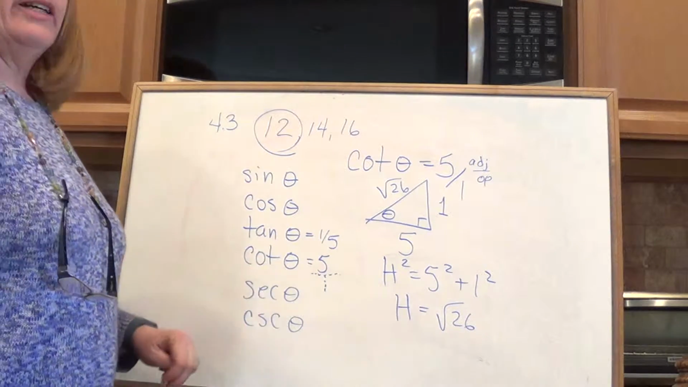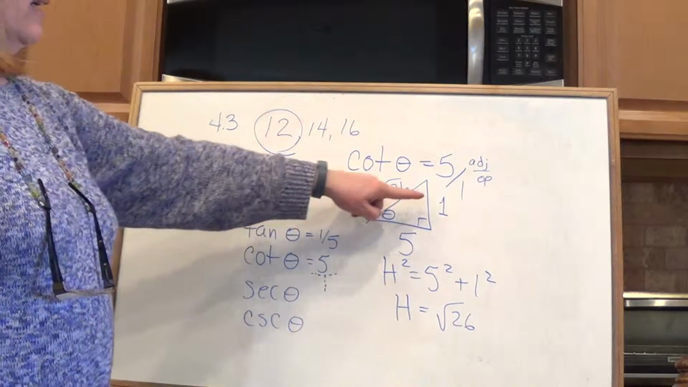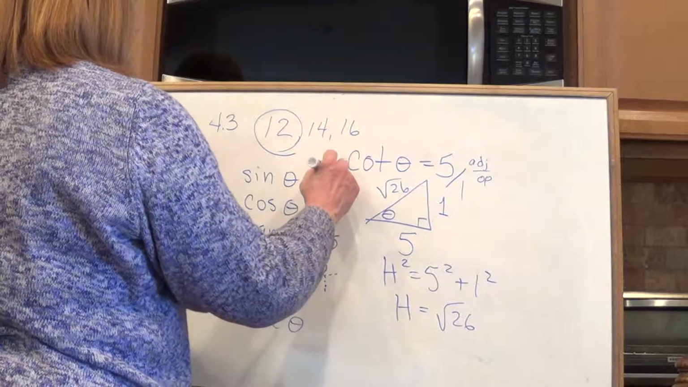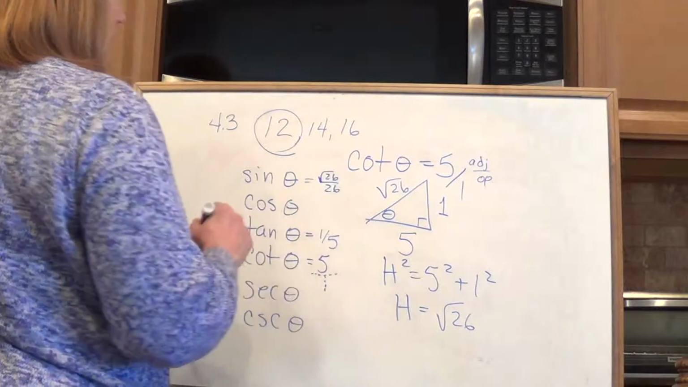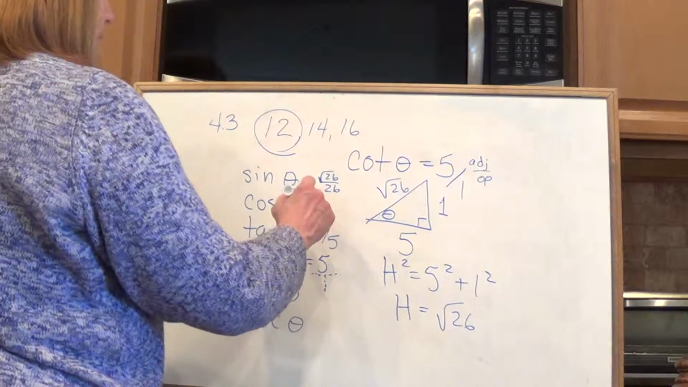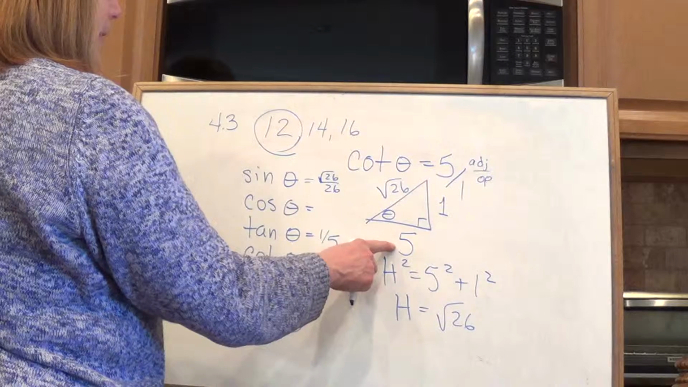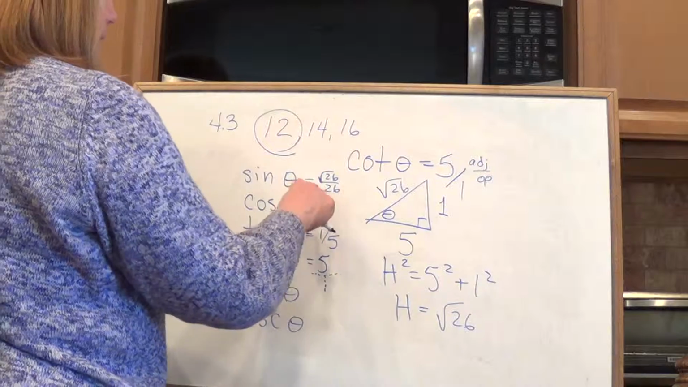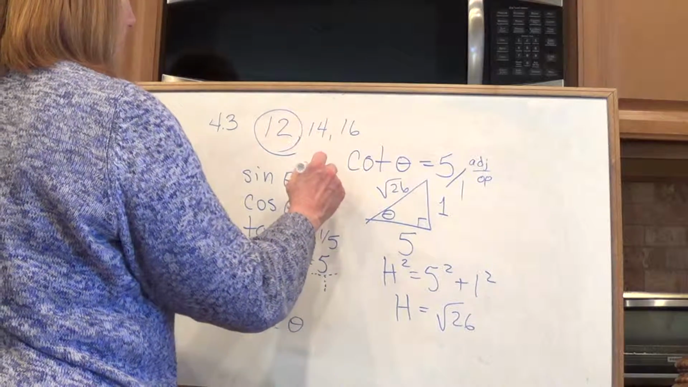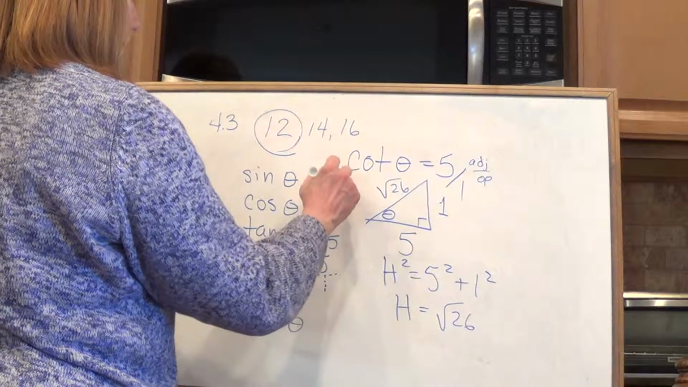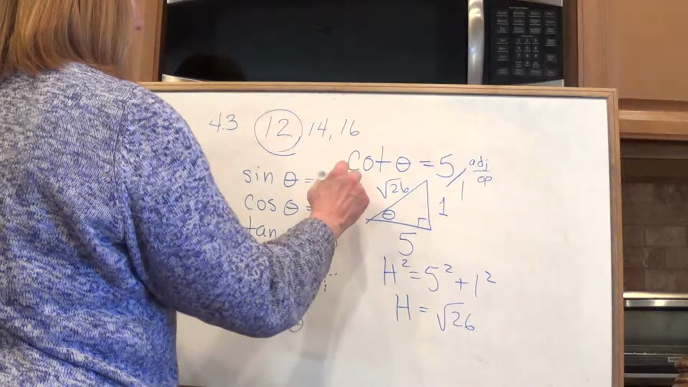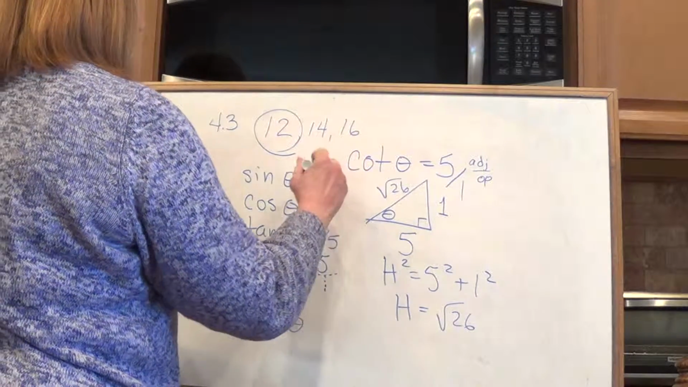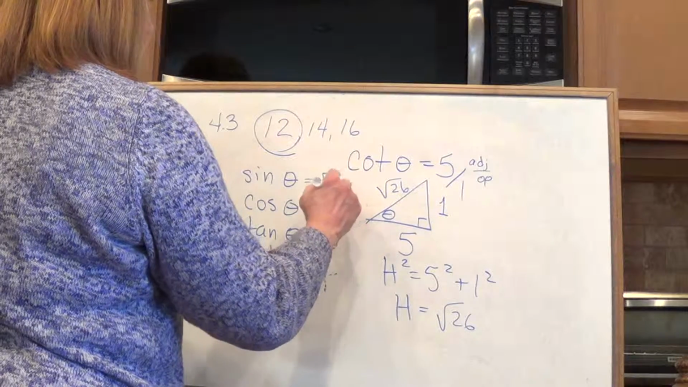Now do you see how we can get the rest of these? Sine of theta, opposite over hypotenuse, 1 over square root of 26, rationalizes to square root of 26 over 26. Cosine is adjacent over hypotenuse, which is, I didn't do that one right, did I? Maybe I did. Let me try it. 1 over square root of 26 rationalized. I think I did do it right. Square root of 26 over 26.